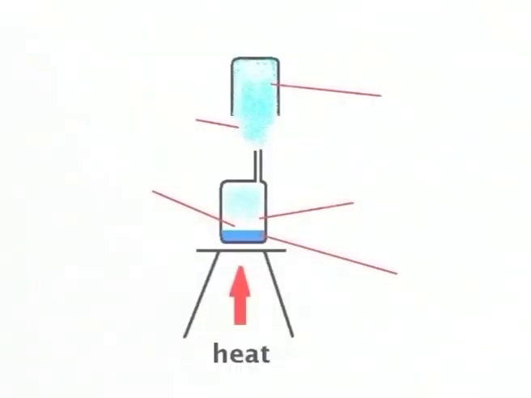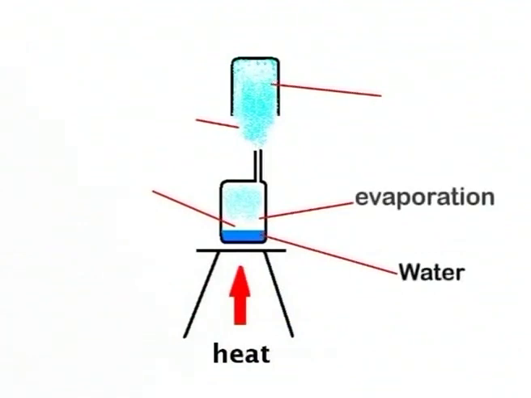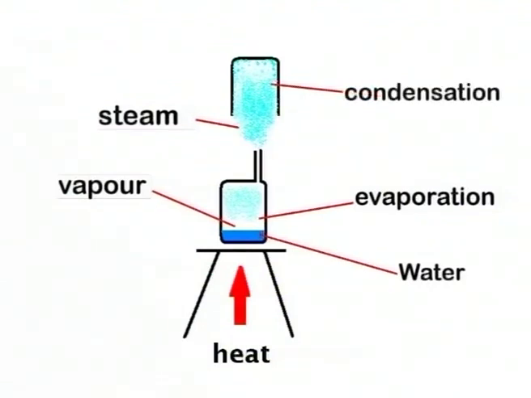Now let's have a look at the diagram on the screen. As the water boiled, evaporation took place. Water vapor cannot be seen and is between steam and the surface of the water. Steam can be seen in the experiment. That's when condensation is taking place and we see water forming on the surface of the jar inside.